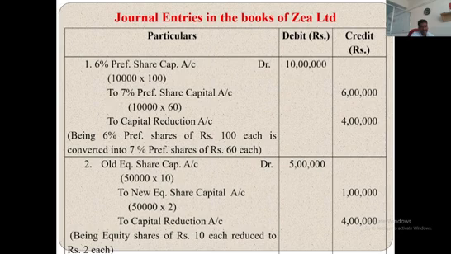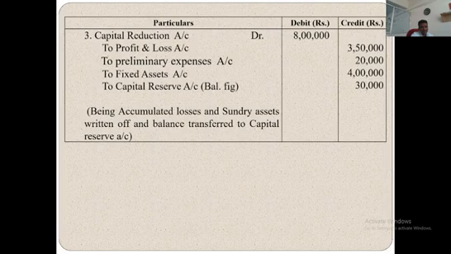Then capital reduction. So how much capital reduction? 10,000 into 40 rupees, 4 lakh rupees, being 6% preference shares converted to 7% preference shares. So the share value is reduced to rupees 60 each. Next.